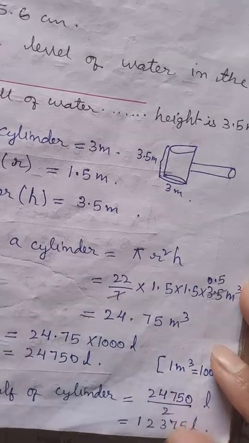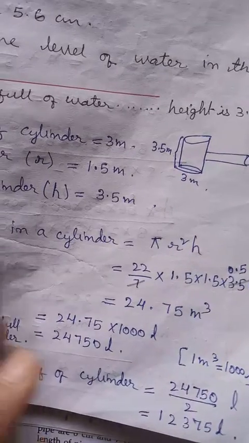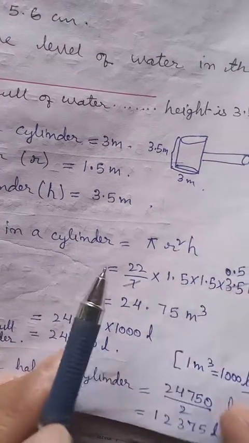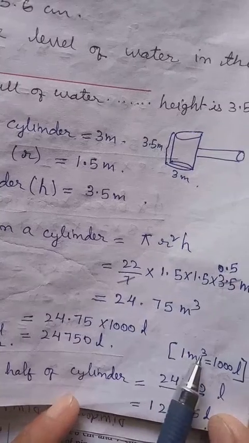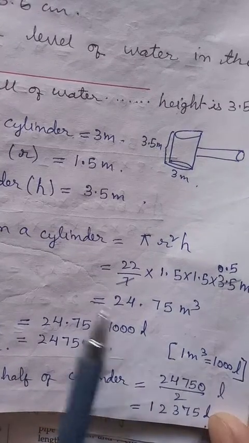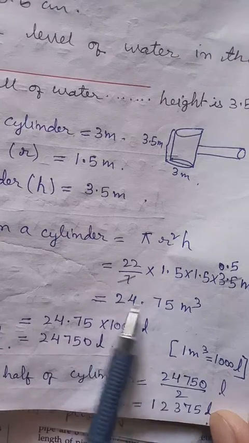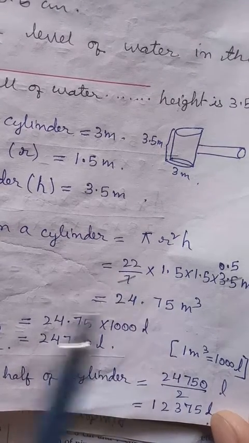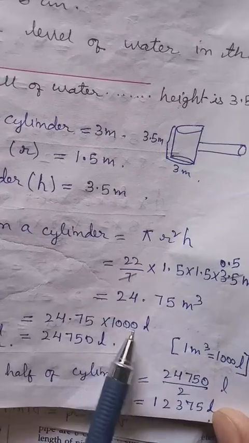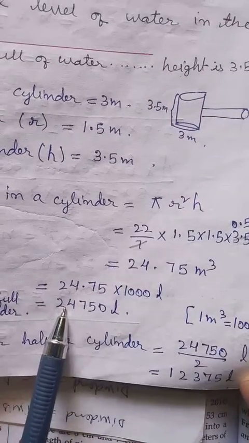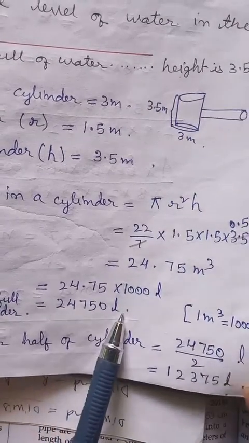Then in the question we have the unit in terms of liters, so we have to convert meter cube to liter. 1 meter cube is equal to 1000 liters. So this much meter cube will be more in liters. We multiply with 1000, and it will be equal to 24750 liters.